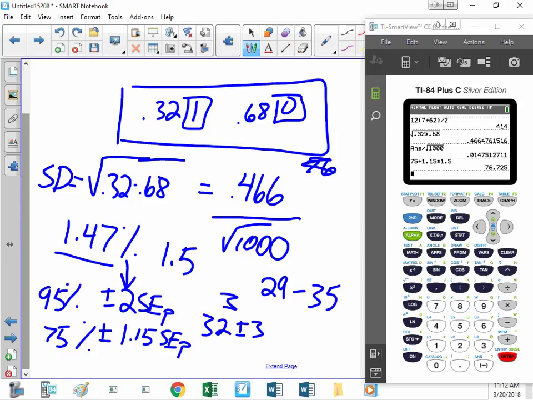That will give me the upper end of 76. Or no, wait, it's not 75, is it? It's 32. That gives me an upper end of 33.72. And then I just go in and change that to a minus, and that will give me the lower end, 30.27. Now, what do you notice about these two confidence intervals?